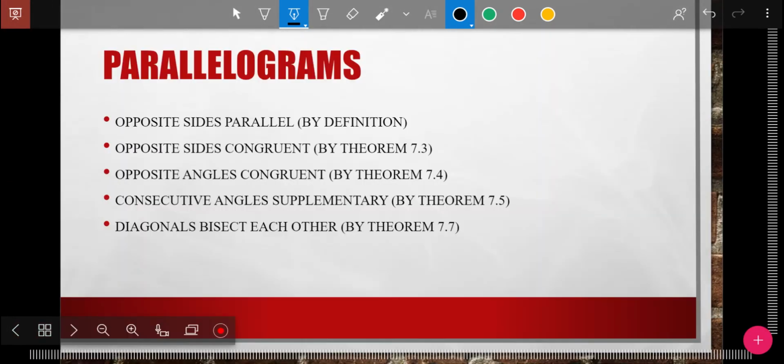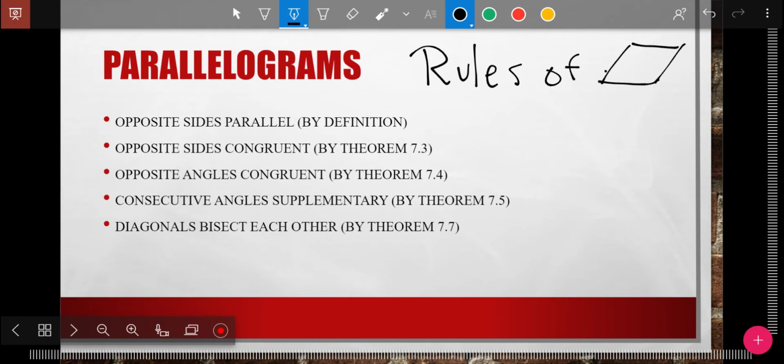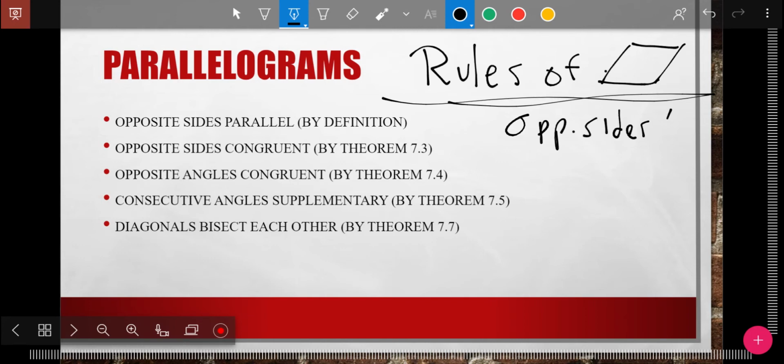And these are the super important rules of parallelograms. And we're going to go over these. These are going to be important. There's a lot going on in this unit. And these 5 things we're going to keep going back to and back to. So, opposite sides are parallel. That's the definition. Opposite sides are congruent, which is awesome.